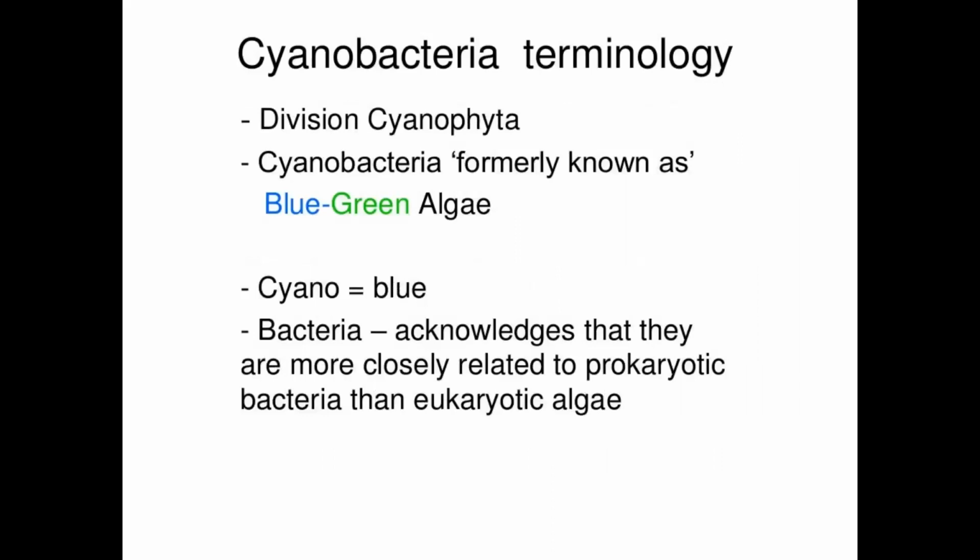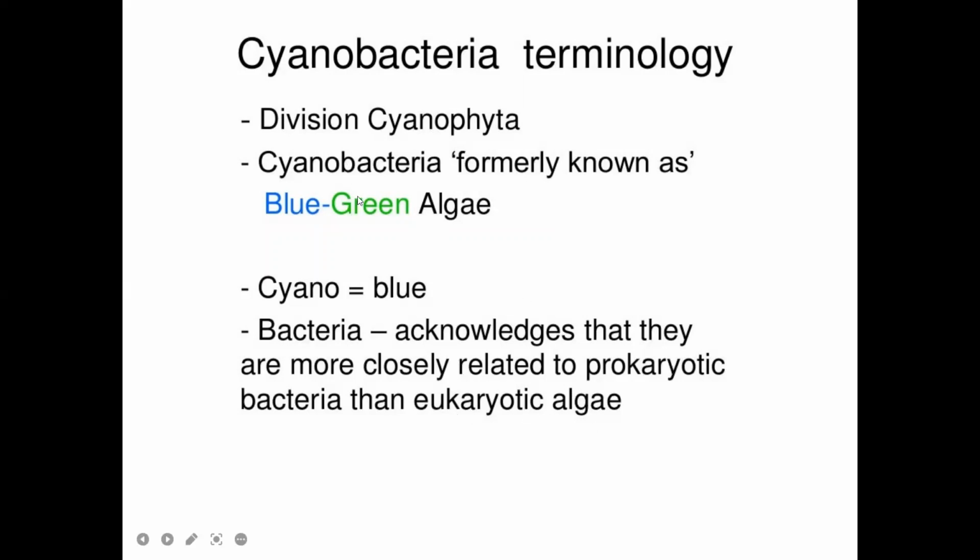They belong to division Cyanophyta, and cyanobacteria are called blue-green algae. Why the term blue? It is because of the presence of a pigment. The word cyano means blue, and bacteria, here, cyanobacteria means blue pigment will be there, and bacteria means it acknowledges that they are more close to bacteria than algae.